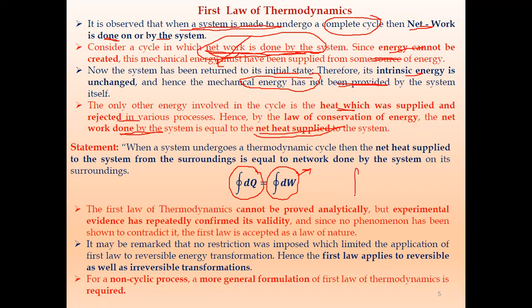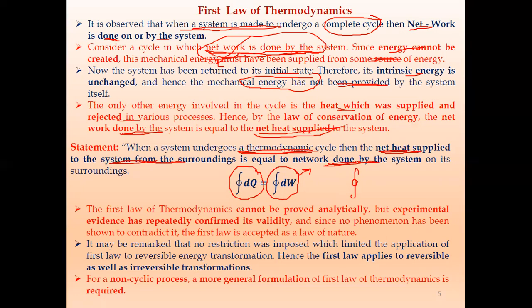So this is called a cyclic process. This is cyclic integration. That is, there should be one complete cycle. So what is the statement of the first law of thermodynamics? When a system undergoes a thermodynamic cycle, this cycle is very important, then the net heat supplied to the system from the surroundings must be equal to the net work done by that system.